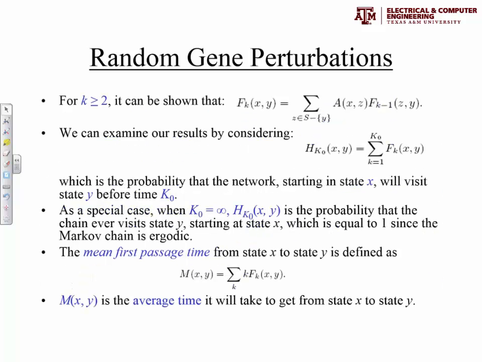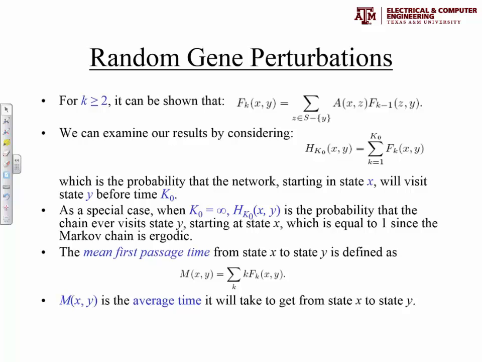So for k greater than or equal to 2, you can show that you can calculate f_k(x,y) like this. Basically it will be going from x to z and then going from z to y. X to z in one time step and then from z to y in k minus 1 time steps. So it's not hard to see that this is going to hold.